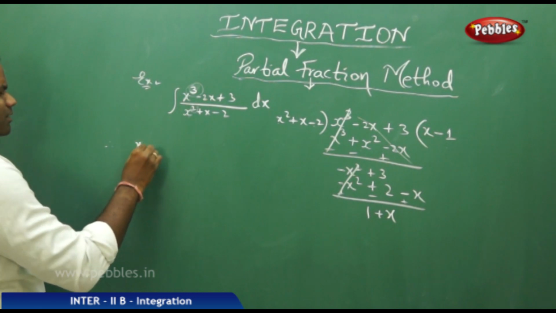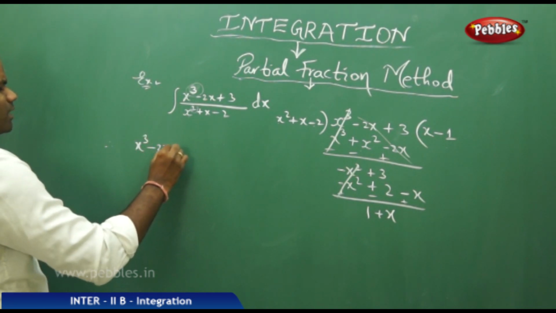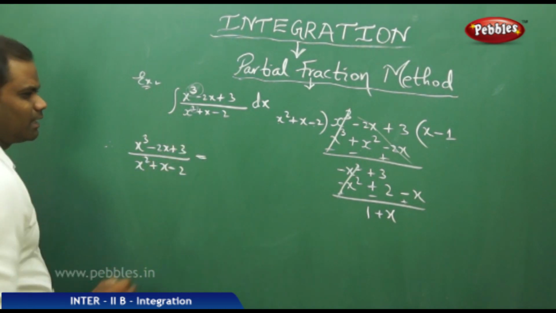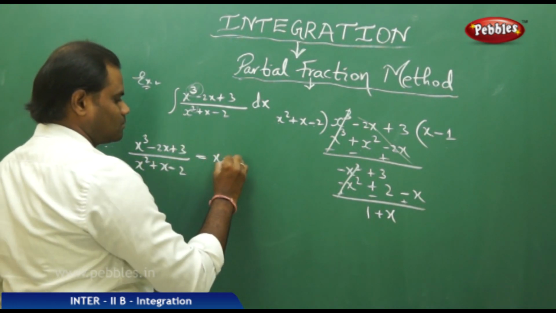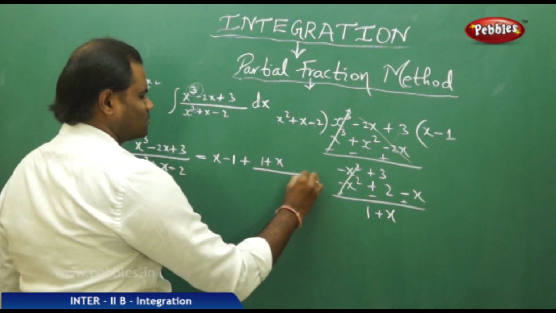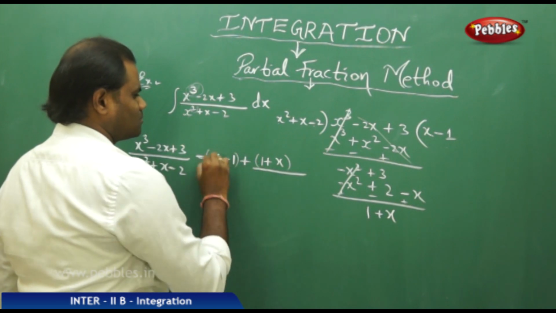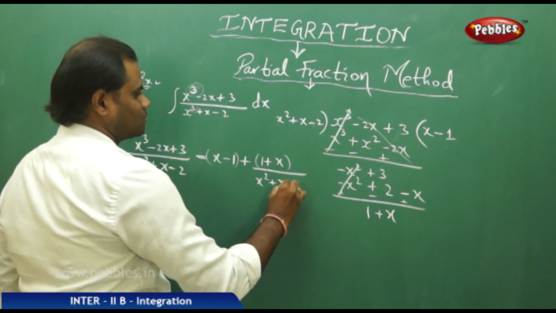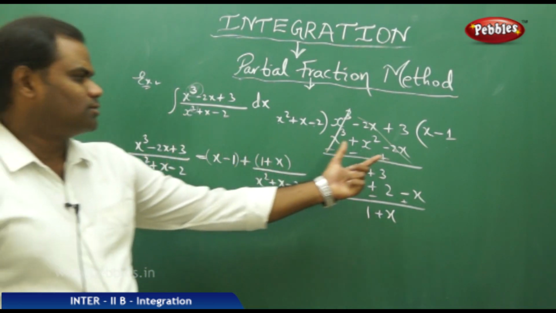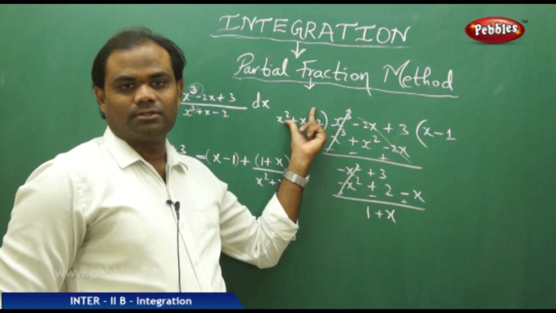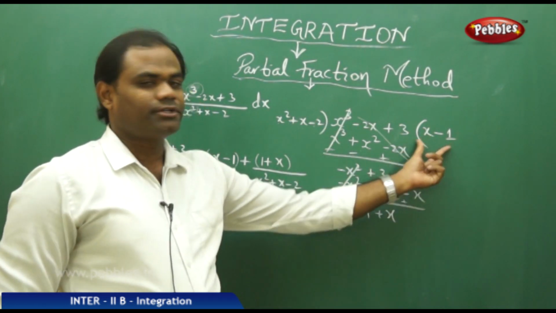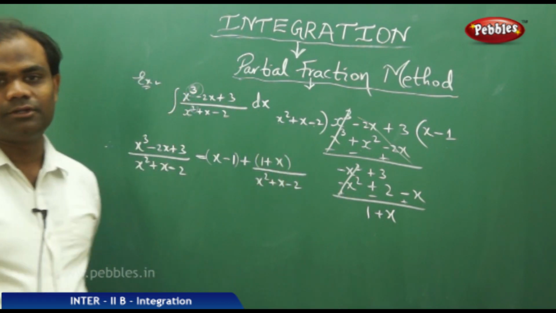Therefore, I can reduce x cubed minus 2x plus 3 divided by x squared plus x minus 2 as the quotient plus the remainder over the denominator. So this is how we can reduce this using the quotient, the remainder, and the denominator.